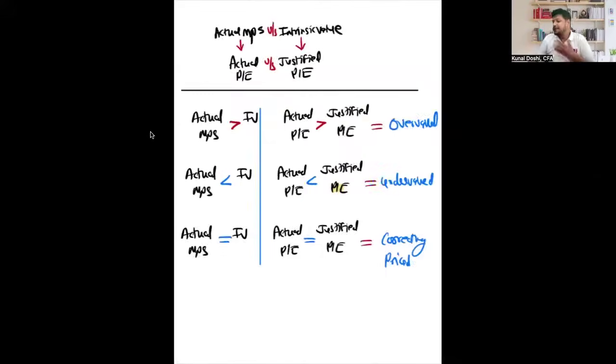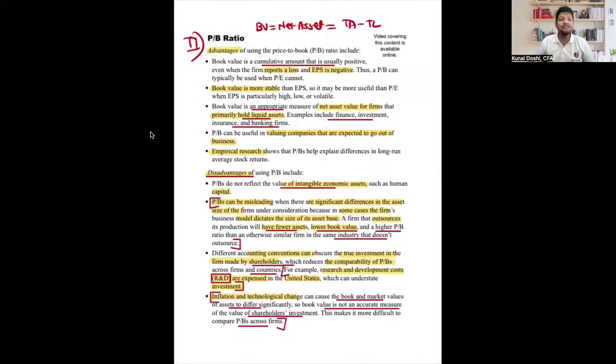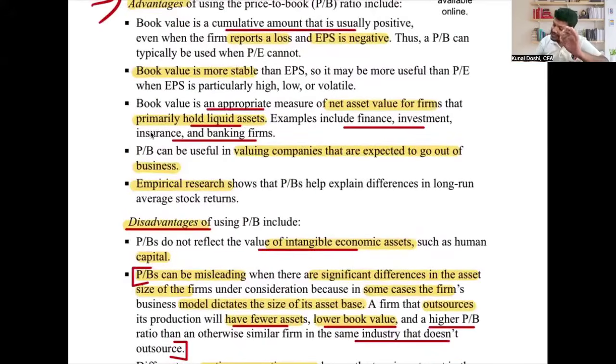Now, what if the companies have earnings which are negative? In that case, we might use other ratios, which is called the price to book value ratio. Price to book value ratio, as I said, is majorly used when the EPS is negative and companies relatively have a stable book value compared to the earnings.